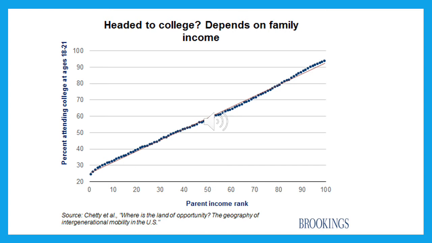This doesn't mean that the people at the bottom of the distribution, who are not going to college ages 18 to 21, won't go to college eventually. But we can't deny that having a college education at 22 is beneficial in terms of earning trajectories.